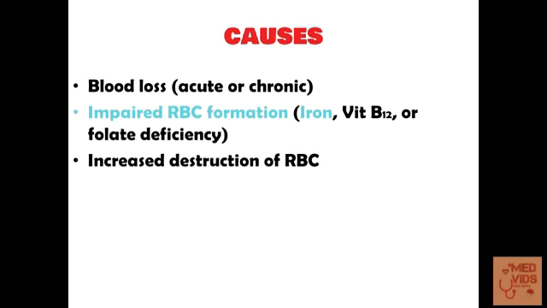So the causes of anemia are broadly categorized as blood loss, which occurs suddenly or on a chronic basis, and the most important and most common cause of anemia is impaired red blood cell formation, and that's why I highlighted it separately. And among the impaired RBC formation, the most common cause is iron deficiency. It can occur because of iron deficiency, vitamin B12 deficiency, or folate deficiency, but the most common one is iron deficiency anemia. So it's very important to know the management of iron deficiency anemia, because it is associated with morbidity and mortality worldwide.